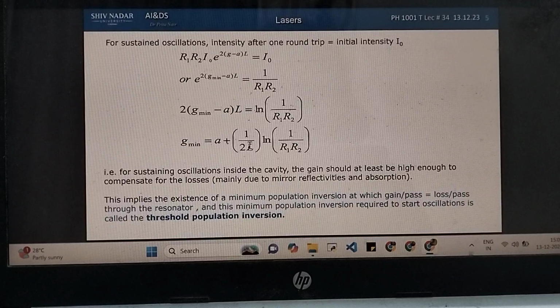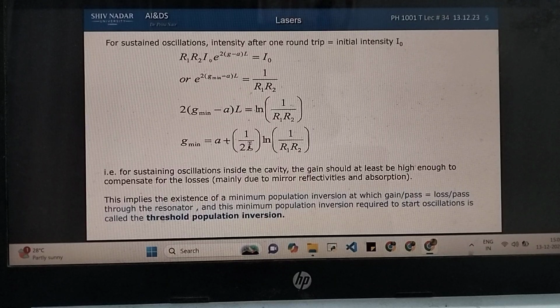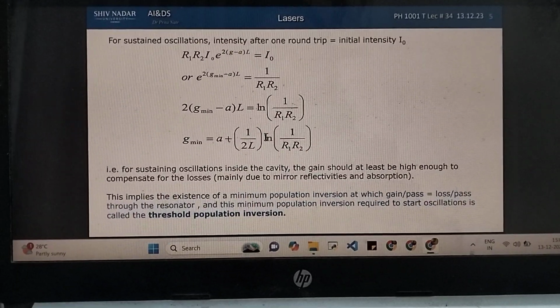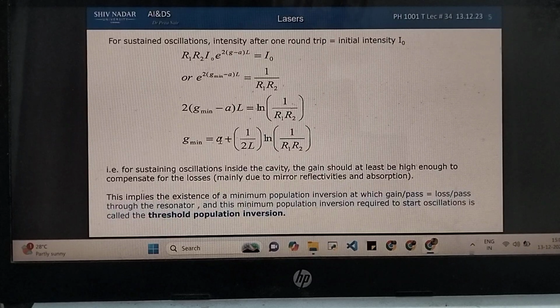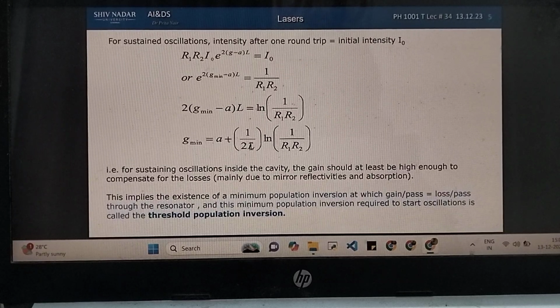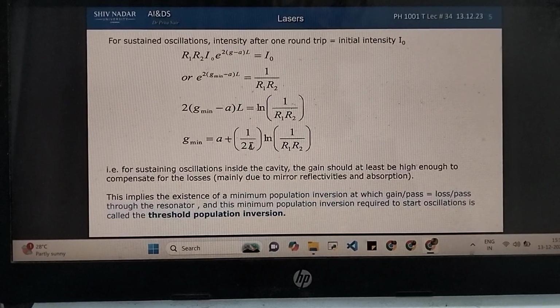So what is this derivation telling us? For sustaining oscillations inside the cavity, which means making sure there is sustained photon activity inside the repeated amplification setup, and hence a sustained beam of light, and not something that keeps flickering or whose intensity keeps going up and down, to ensure such stable laser action, the minimum gain should be a plus 1 by 2L natural log of 1 upon R1 R2, where a is the absorption coefficient or the loss coefficient, L is the length of your setup, and R1 and R2 are the reflectivities of your mirrors.